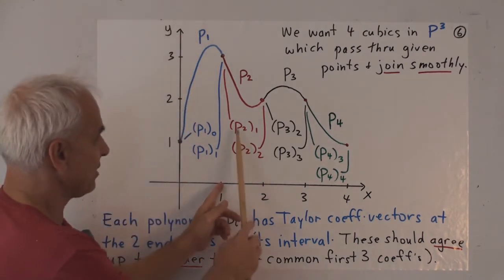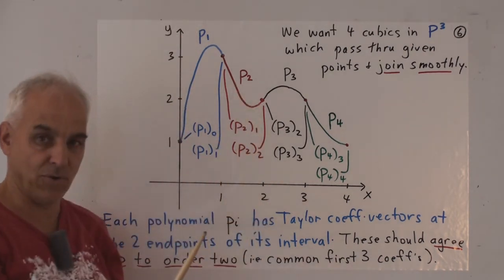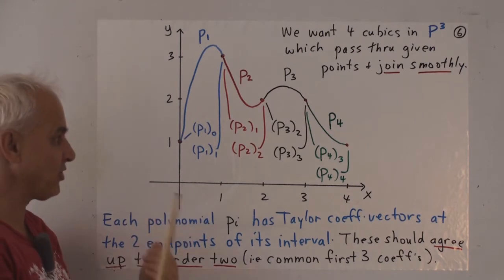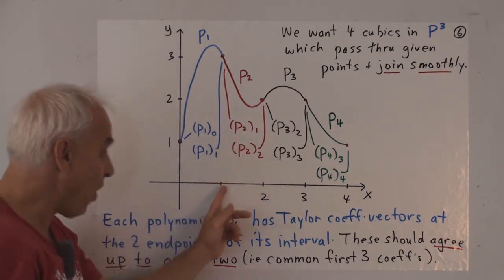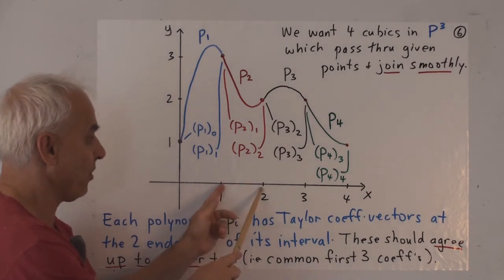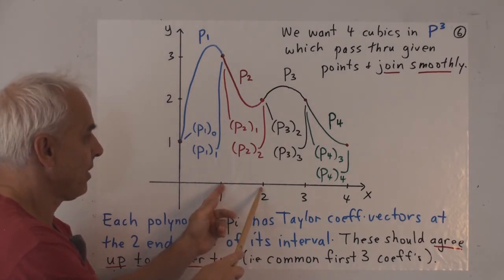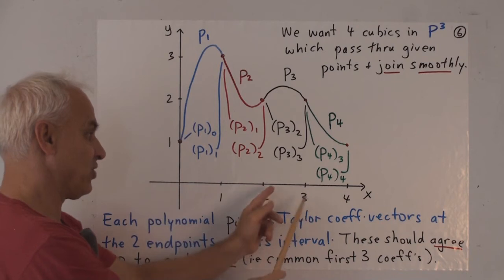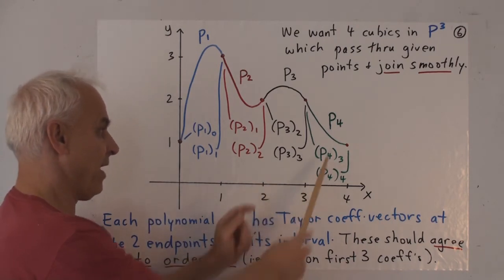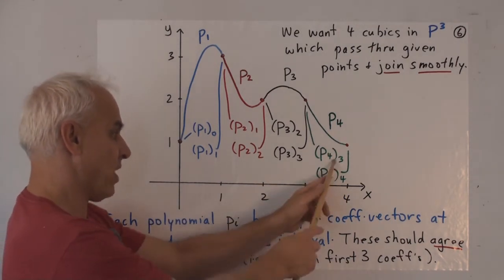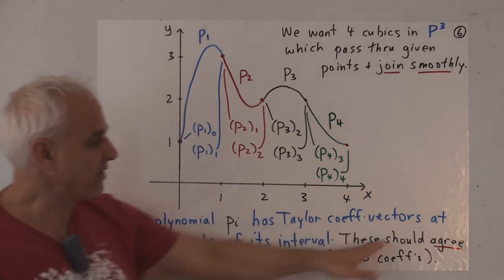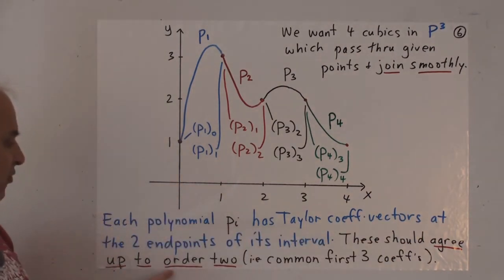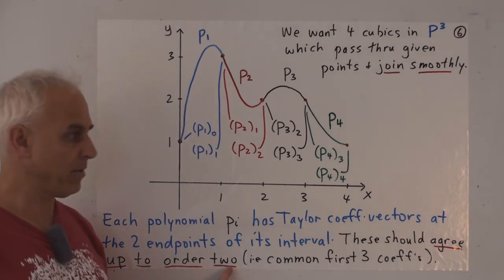Then the second polynomial, p2, will also have two coefficient vectors, one at 1 and one at 2. p3 will have two coefficient vectors, one at 2 and one at 3, and p4 will have two coefficient vectors, one at 3 and one at 4. And we want these vectors to agree up to order 2.